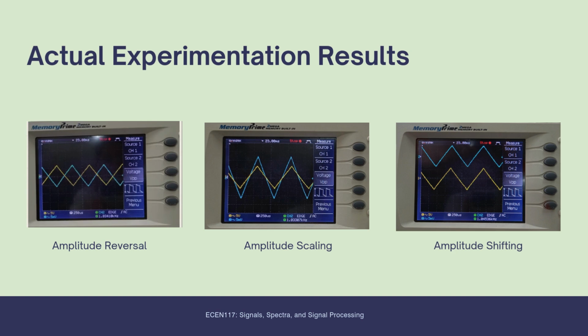Here, amplitude-domain transformations are demonstrated through actual experimentation. Amplitude reversal inverts the waveform, amplitude scaling changes the signal magnitude, and amplitude shifting introduces a vertical offset. These operations affect the amplitude characteristics of the signal without altering its frequency content.